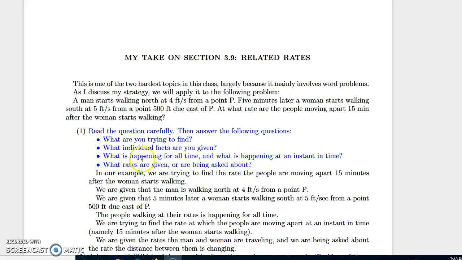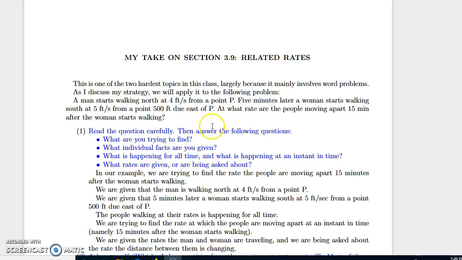Next up, what is happening for all time and what is happening at an instant in time? Well, for all time, the man is walking north and the woman is walking south, or at least she's walking south 5 minutes after the man starts walking. So those are kind of universal things that are happening for all time, or at least all time into the future.